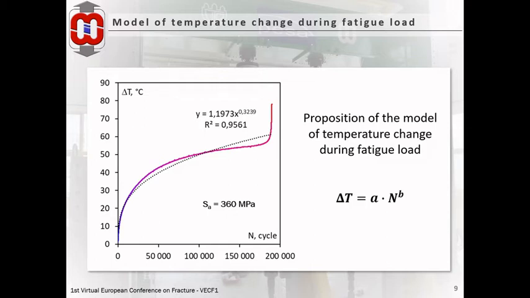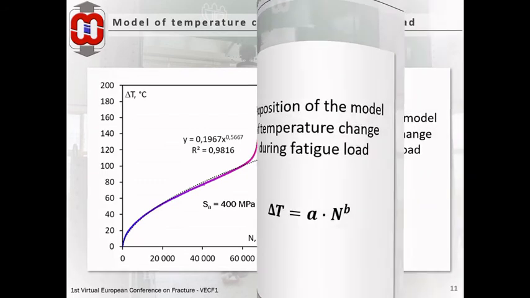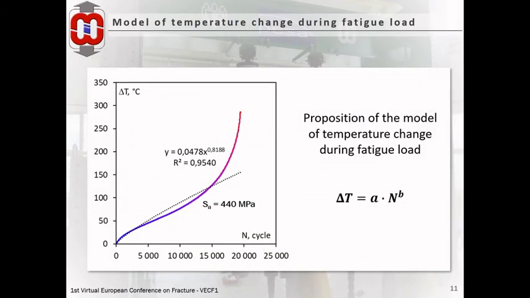These are samples of the test data estimation by the proposed model for the load levels 360 megapascals, 400, and 440. There is a good agreement between the model and the experimental results for phase A and B. The model does not correctly describe phase C, where the growth of the crack and sudden increase in temperature occurs.